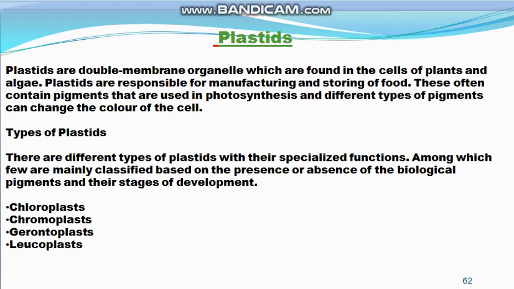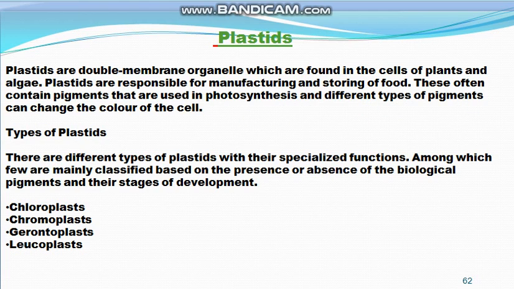Next comes the second organelle for today's topic, the plastids. What are plastids? Plastids are double membrane organelles which are found in the cells of plants and algae and some unicellular organisms like Euglena. Plastids are responsible for manufacturing and storing food, and they often contain pigments which are used in photosynthesis, and different types of pigments can change the color of the cell.